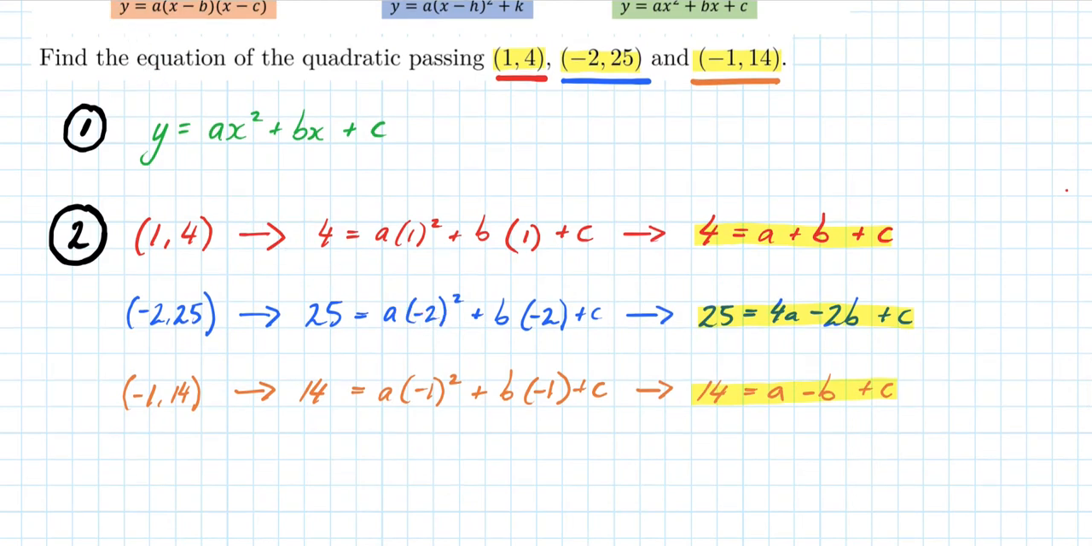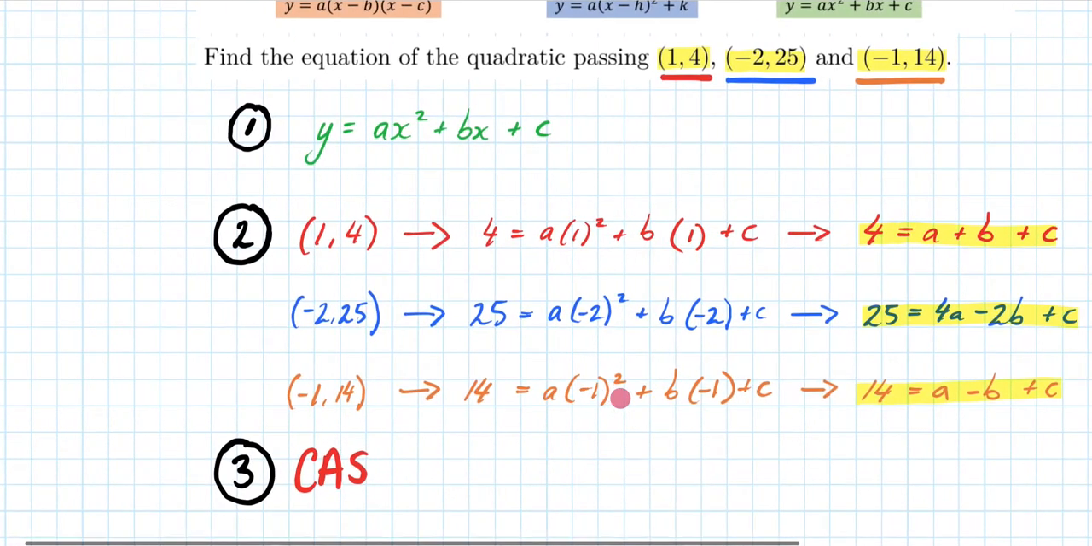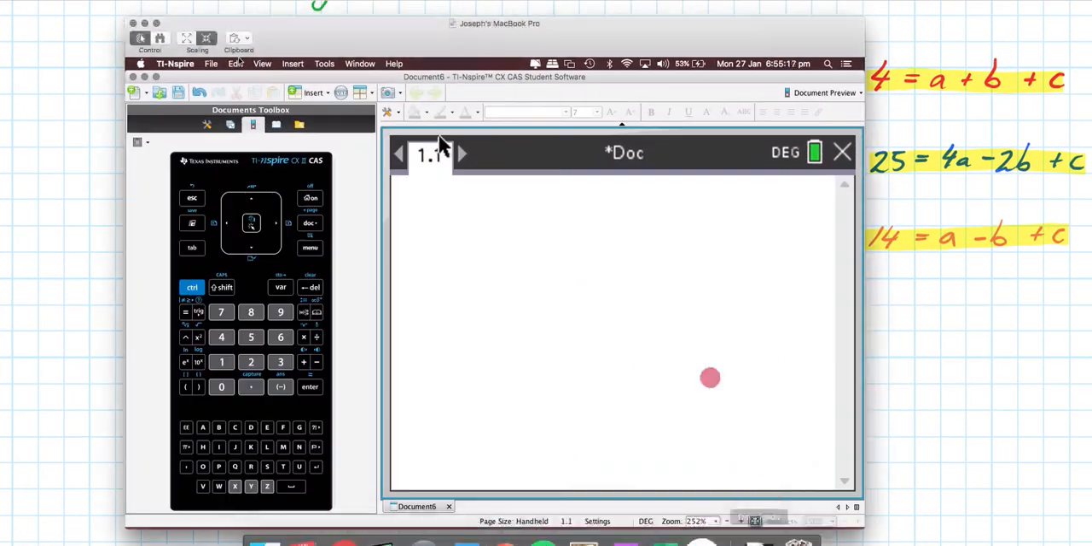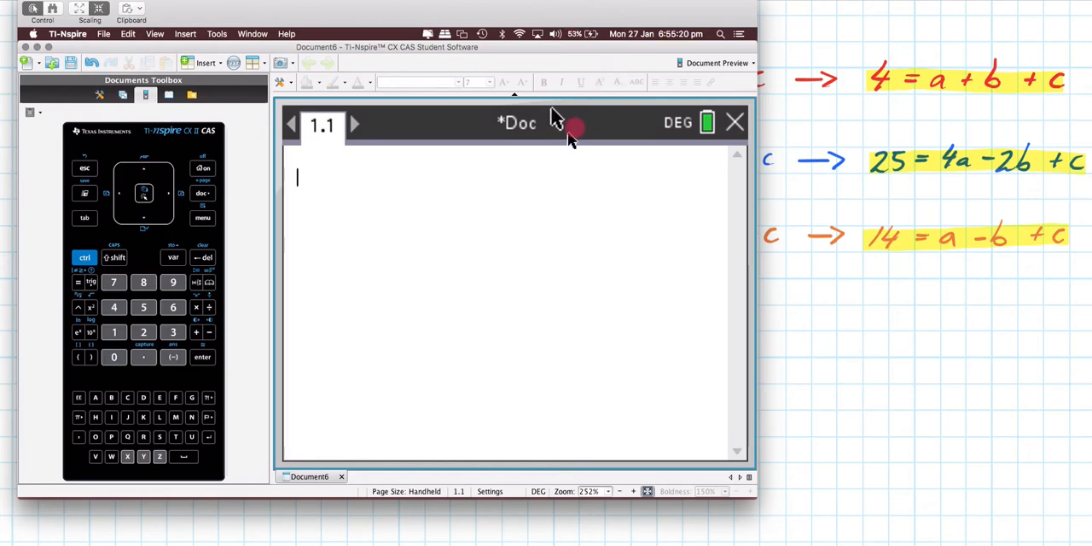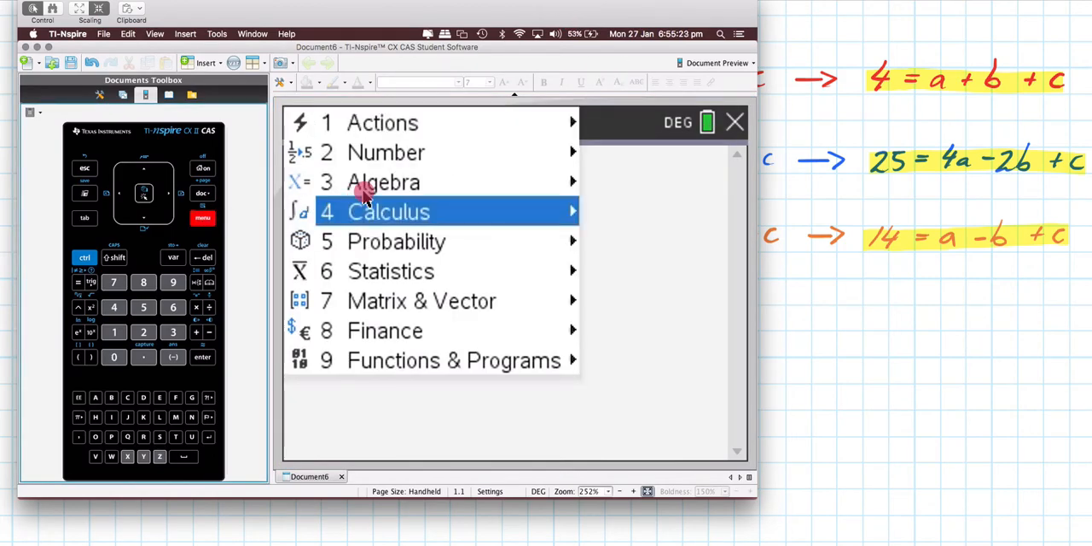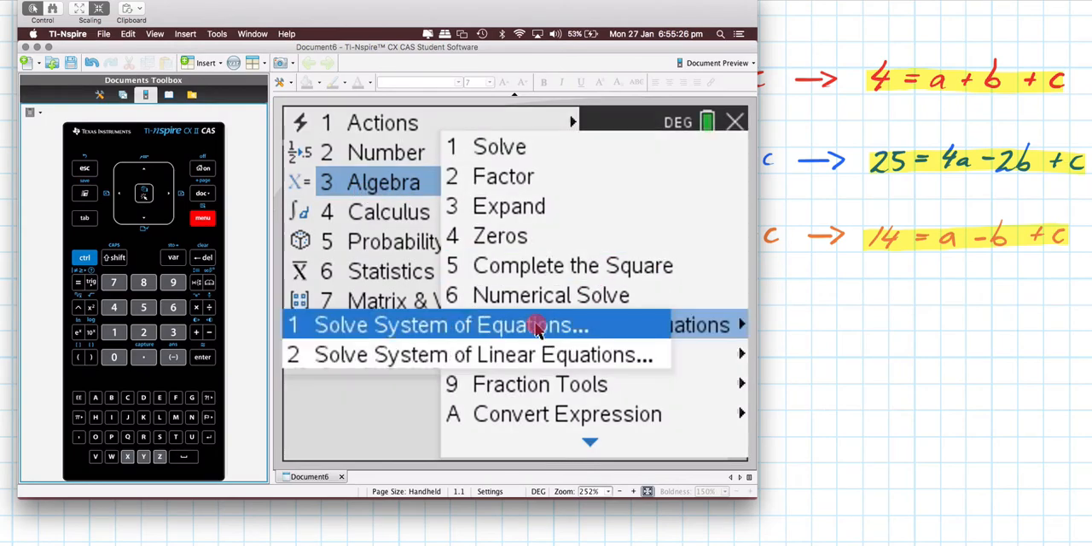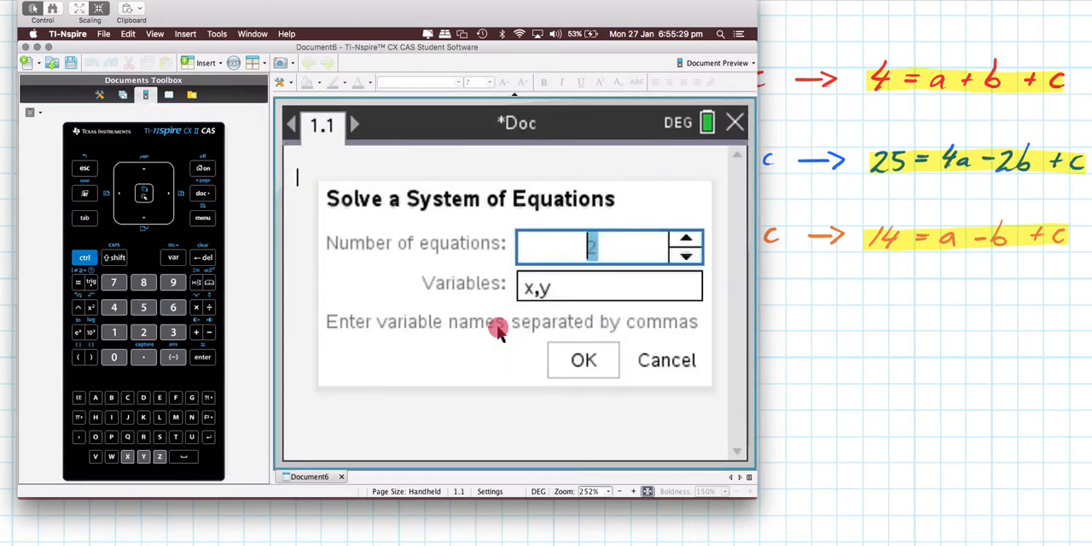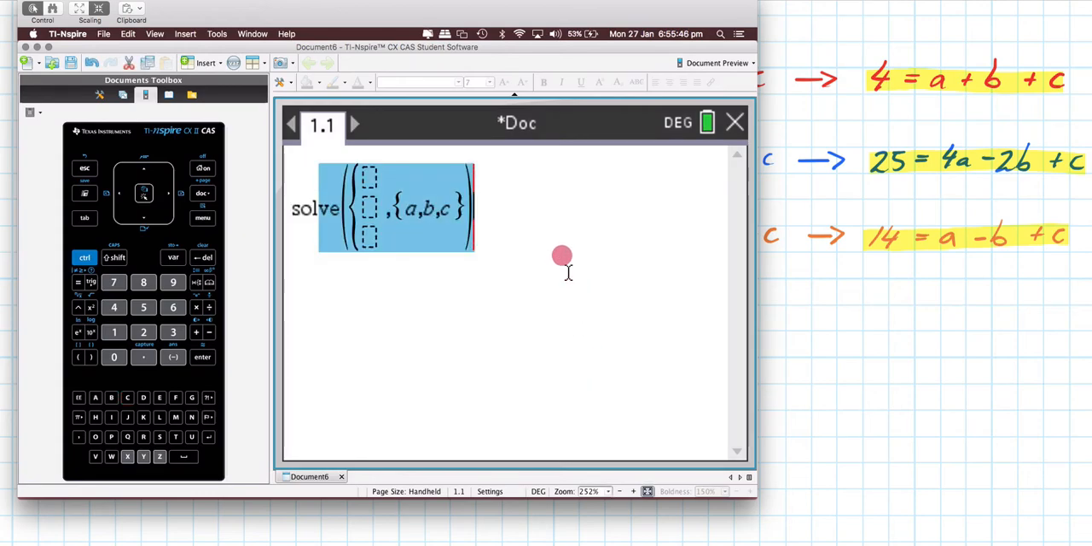So this is step number 3. Step number 3 is going to be using your CAS. So let's bring up our CAS. Here it is. Now I need to create a system of equations. So you're going to come to menu, go to algebra, and come down to 7, which says solve system of equations. Then this will pop up. Click the first one. Then go up, because we have 3 number of equations: 1, 2, 3. And our variables, here they've given us x, y, and z, but we have a, b, and c. So let's click OK, and this is going to come up for us.